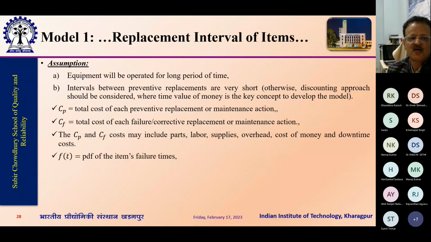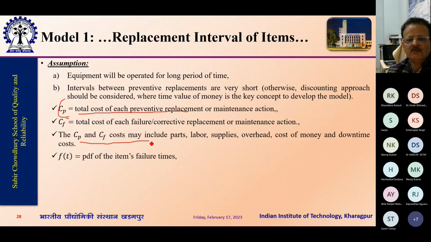So the following costs are assumed. Right now we are taking average cost. They can vary also. No issue. This symbol is for the total cost of each preventive replacement or maintenance action. And this is the total cost of each failure or corrective replacement. So whenever a failure occurs, we take corrective action, reactive action. And the preventive action means active: you are actively involved. Reactive and corrective, you can see.